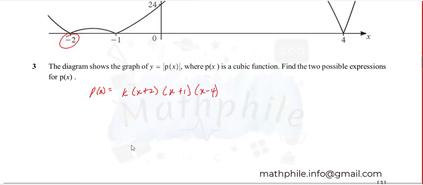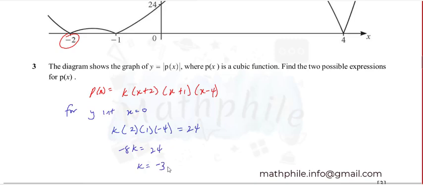But anyway, let's put a variable over here. Let's say k. So we're now going to consider the y-intercept. For y-intercept, x equals 0. This then gives you k into brackets 2, 1, and negative 4. This is equal to the y-intercept over there, which is 24. Then this gives you negative 8k is equal to 24. Then k is equal to 24 divided by negative 8, which is going to be negative 3.